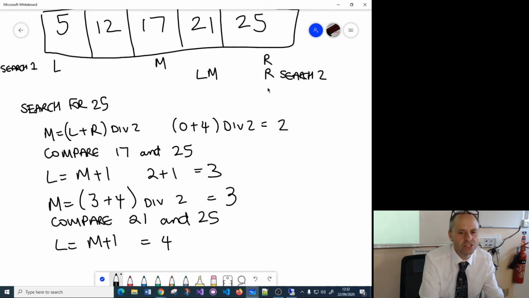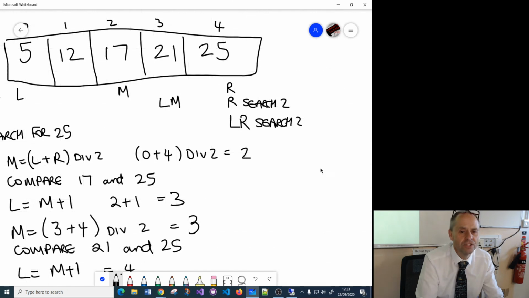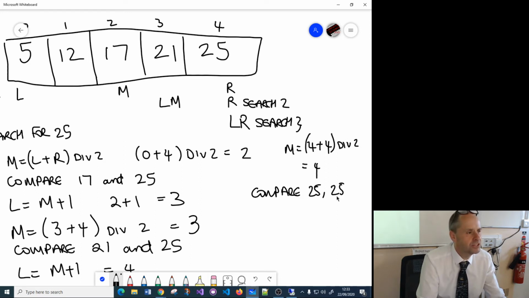So when we do it this time, it ends up in the same place. But we don't know that. We're not looking at that. We're just going to do our calculation of M again. So when we calculate M for this final session, so this is the third search. So M equals 4 plus 4 div 2, which gives us 4. So it equals 4. So this time we compare 25 and 25, and they're the same, and we found it.